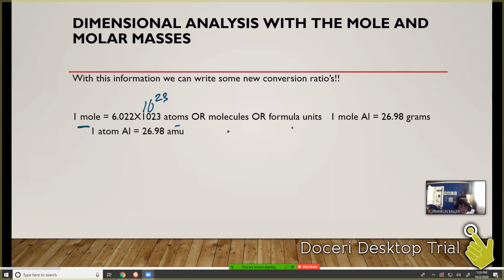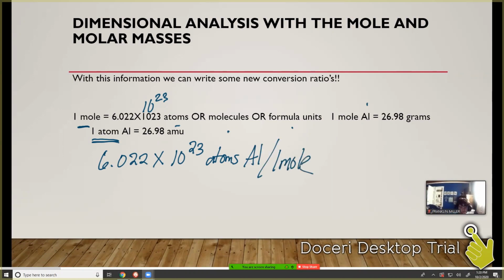If I pick any element, in this case I just happen to pick aluminum, I can look on the periodic table, and the number that's on the periodic table tells me how many grams are in 1 mole of that element. It also tells me how much 1 atom of that element is in AMU. We also know that there are 6.022 times 10 to the 23rd atoms of aluminum in 1 mole. Remember, that was called Avogadro's number.